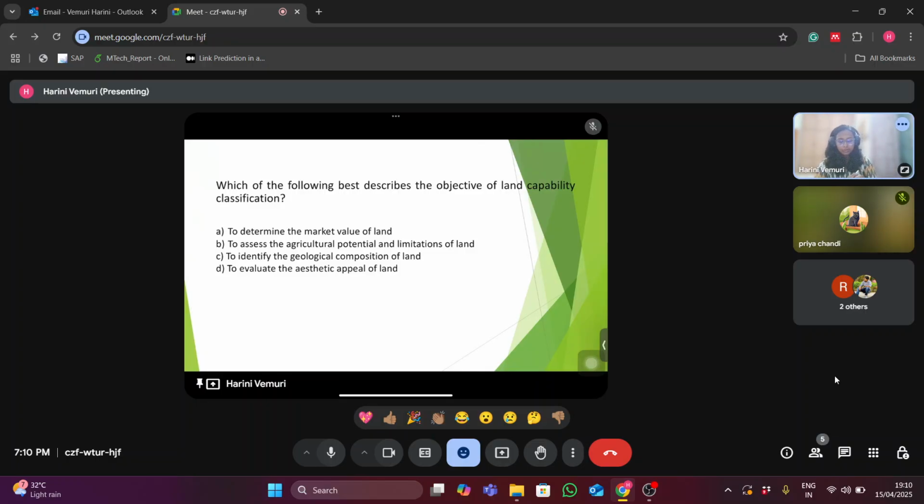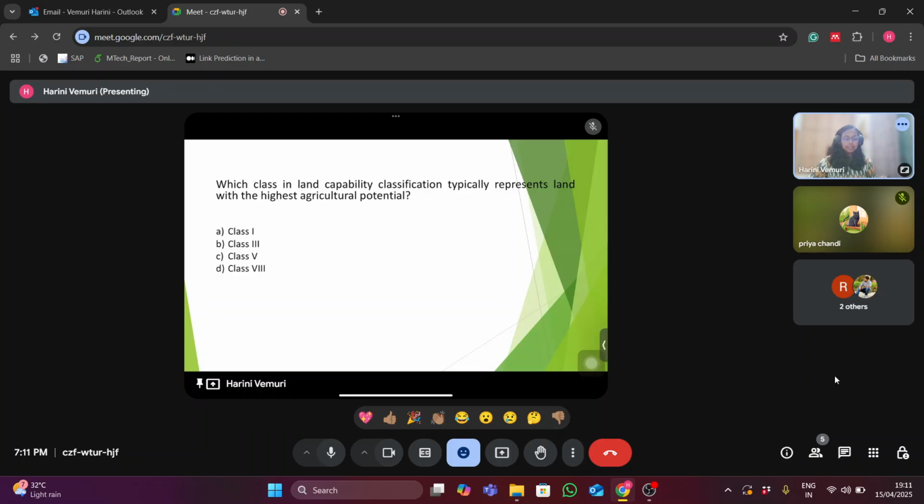So basically, we are trying to assess the agricultural potential and limitation of the land. Because in land capability, we have classes from 1 to 8. In that we are majorly discussing what kind of land is suitable for cultivation, for human, for wildlife, etc. And also what are the limitations? Like if it is class 3E, then there is an erosion problem associated with that particular land. So the option is B.